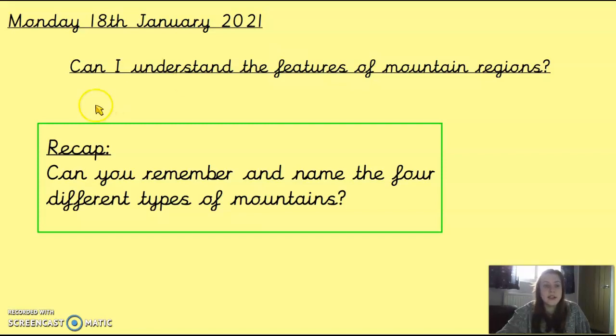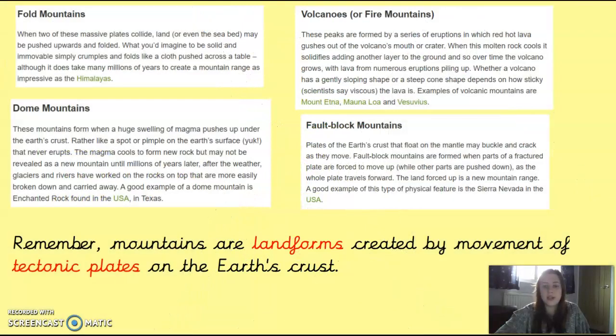So as a little recap, can you remember and name the 4 different types of mountains that we looked at in geography last week? So pause the video and see if you can write them down. Okay, so hopefully you remembered all 4, or at least 2 of them. So the 4 different types are fold mountains, and we looked at these.